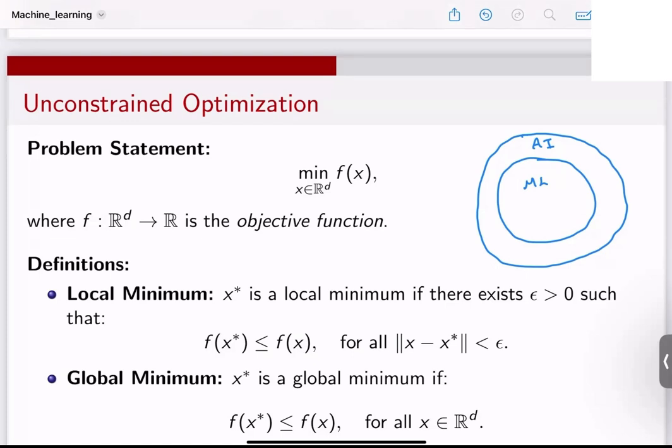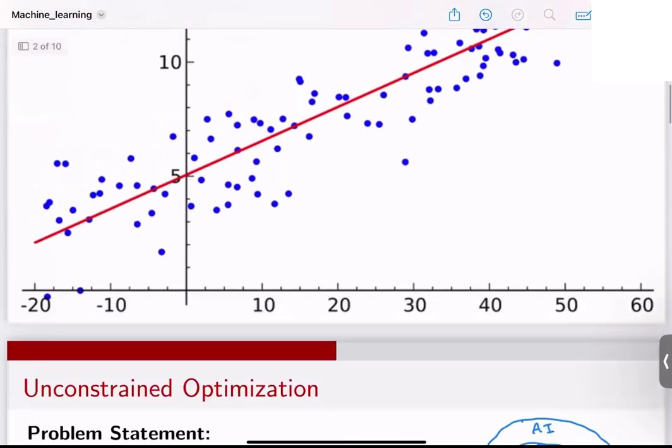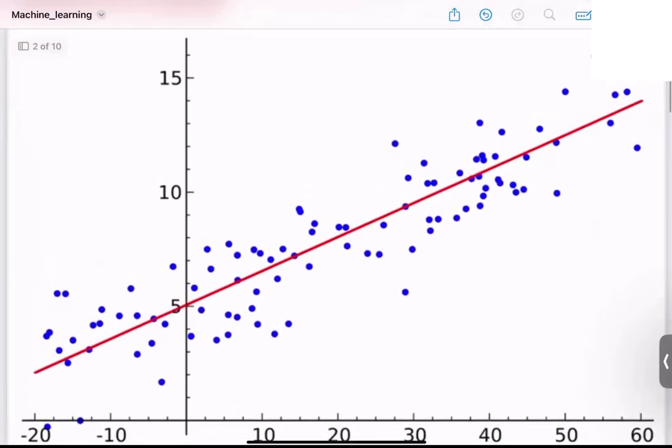After doing that, we try to use this predictor to predict labels on unseen data. I said some buzzwords here, but if you look at this picture, you can think of every dot here as a data point.